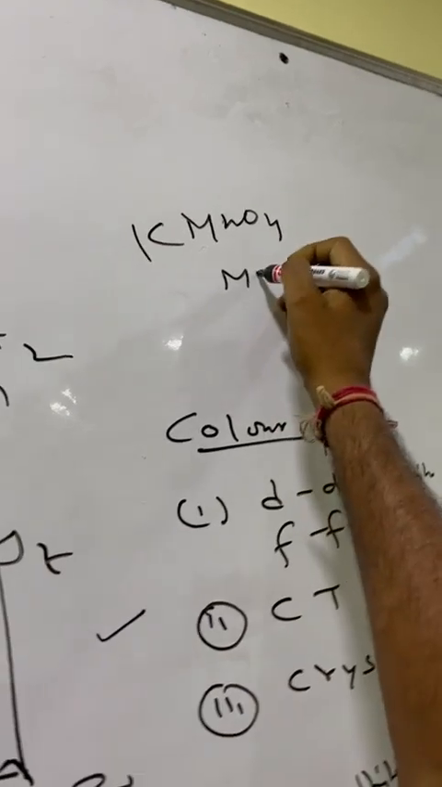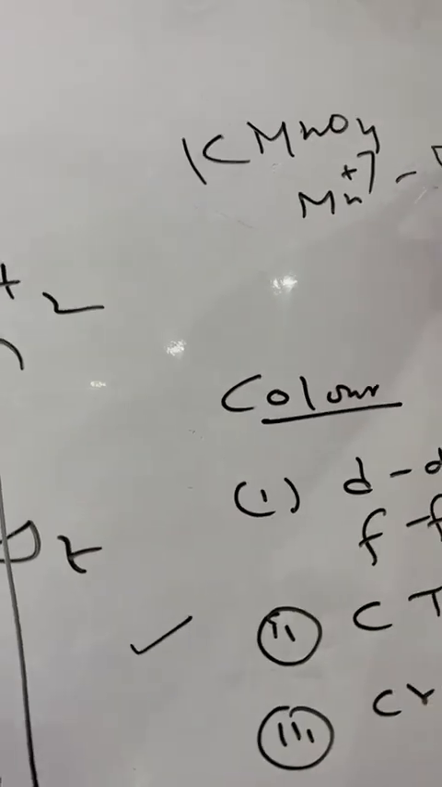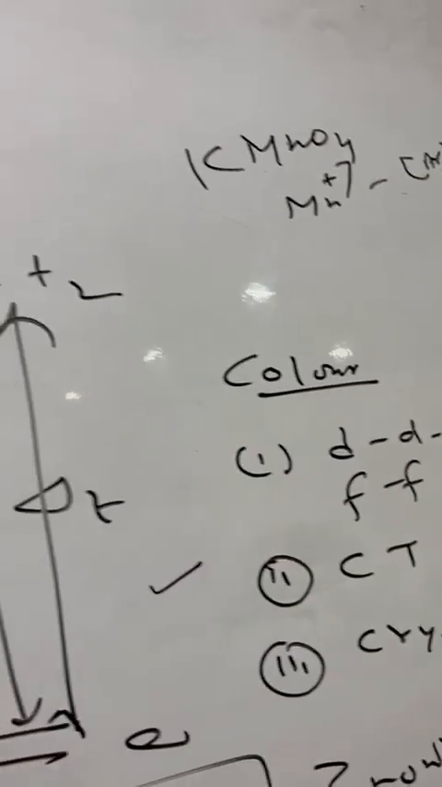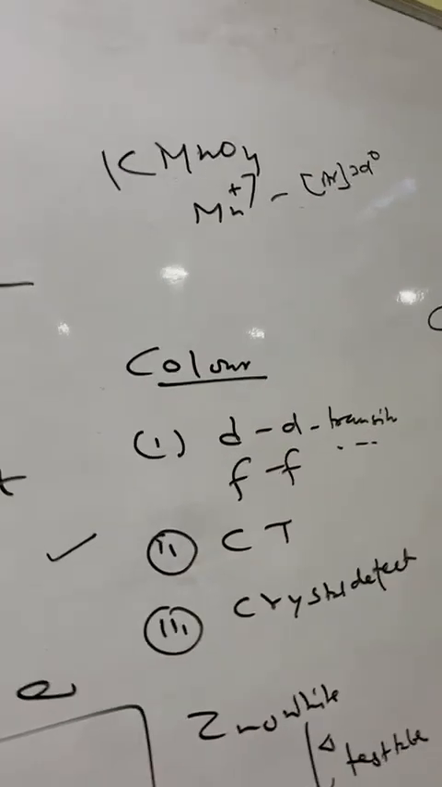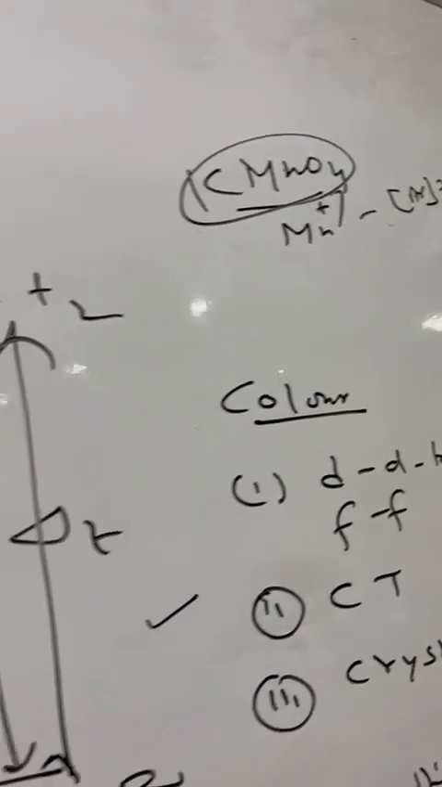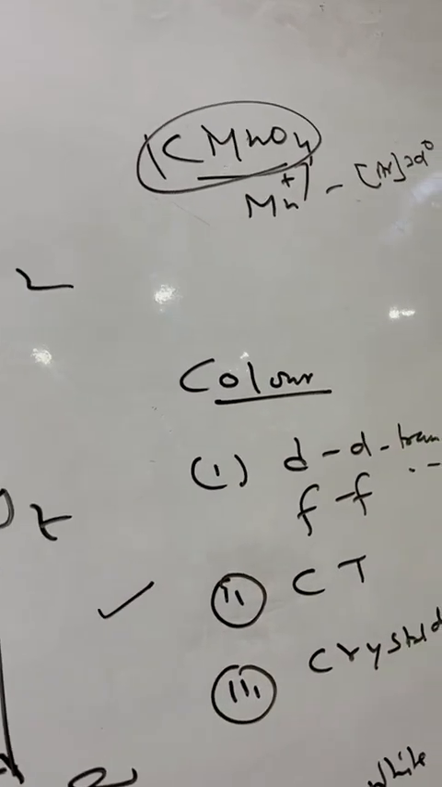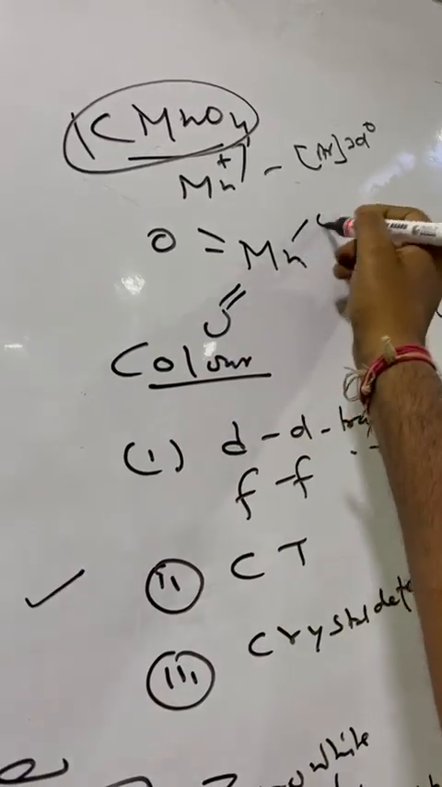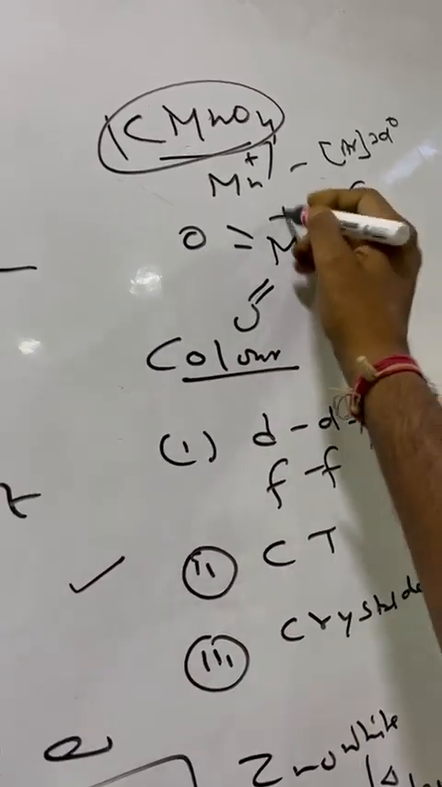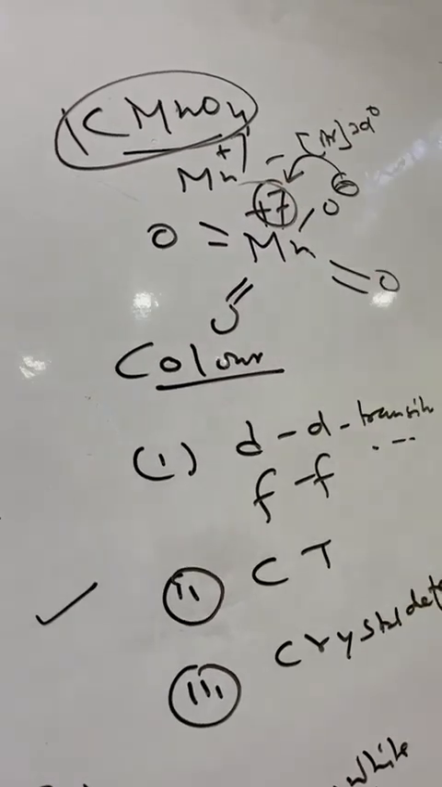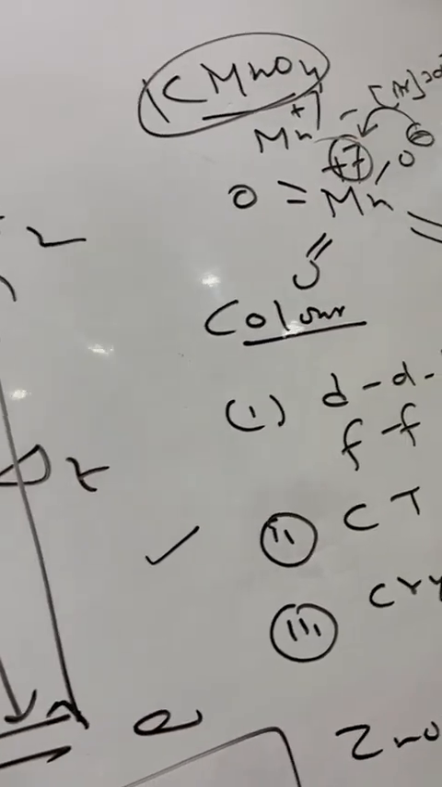If you talk about potassium permanganate, the manganese oxidation state is +7, electronic configuration is 3d0, no d electron is there. How is the dd transition taking place? So there should not be color. But potassium permanganate has a color, almost violet. This is because of charge transfer. Because in the permanganate ion, manganese is in a high oxidation state. The negative charge is transferred towards the positive charge. That is called CT, charge transfer.